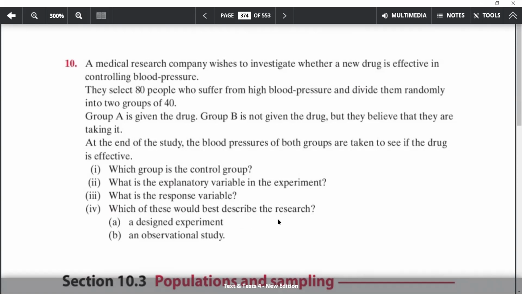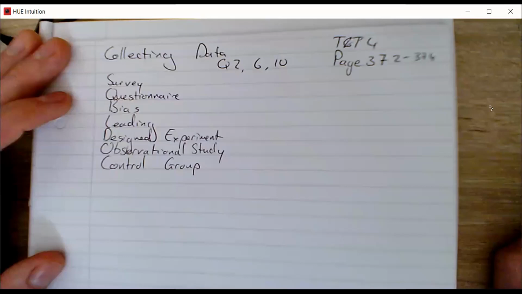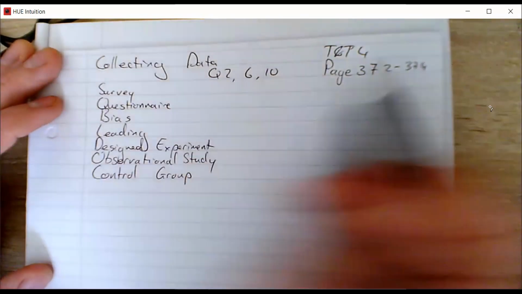Which of these will best describe the research? Is it a designed experiment or an observational study? So these researchers are intervening with people's blood pressure by trying to bring down the blood pressure in group A. So that's a designed experiment. It'd be an observational study if they weren't giving any drugs, but just looking to see if, I don't know, the way people's lifestyle might affect blood pressure. That'd be observational if they're not interfering with the experiment. Okay, so that's collecting data.